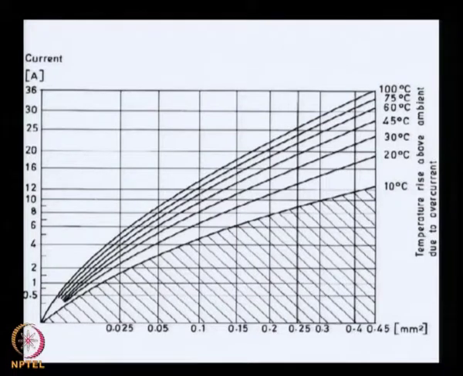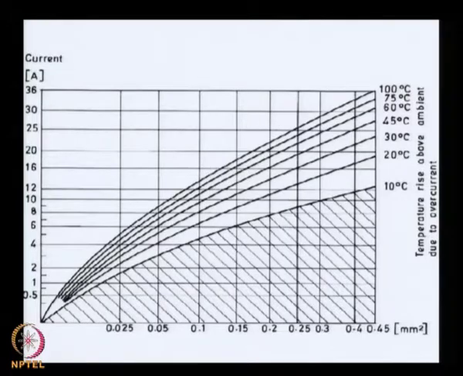So, you will need a track cross section area of 0.35 mm square. Likewise, you could do that for any of the curves at any other temperature, let us say 60 degrees. Take the 60 degree line, and depending upon what current you want to pass, you make the intercept and then take it down to the x axis, and look at what is the area of cross section that you will need for the track.